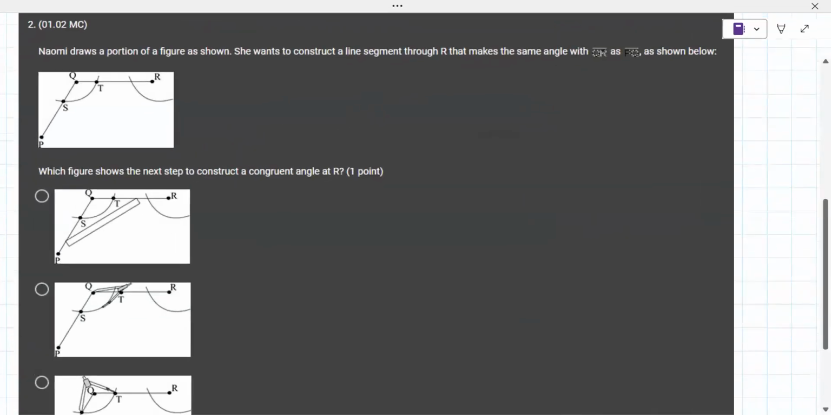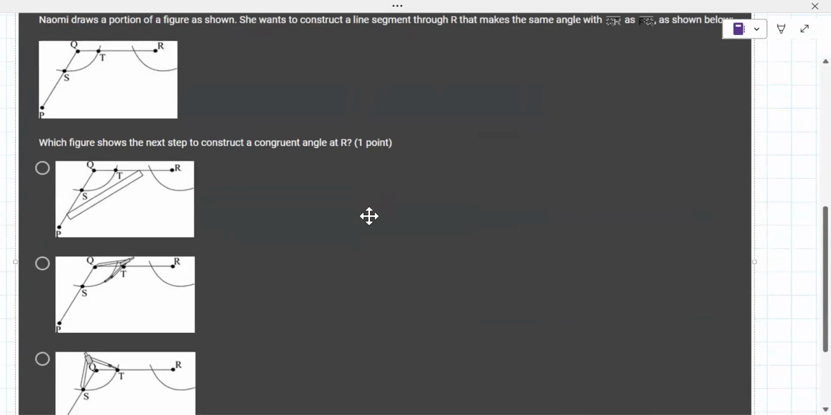All right, so Naomi draws a portion of a figure. Let me make this a little larger so you can see it. He wants to construct a line segment through R that makes the same angle with QR as Q, shown below. Which figure shows the next step to construct a segment angle at platform?